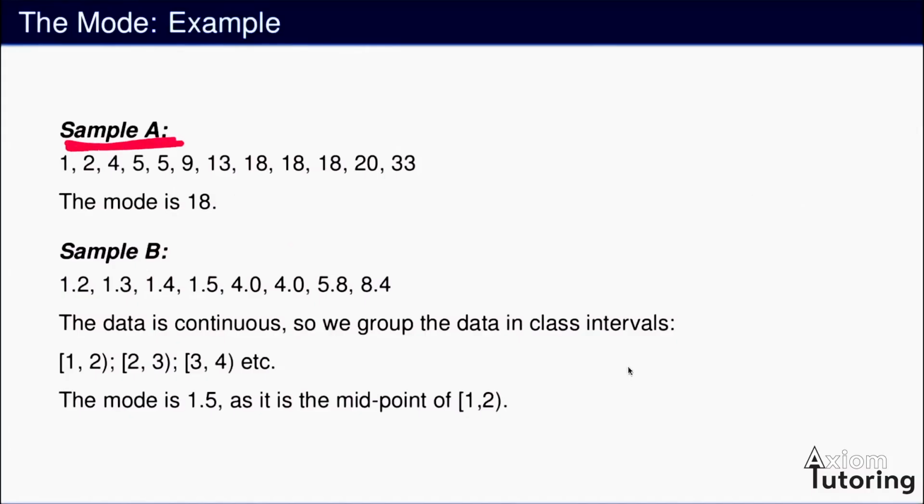Let's look at sample A. Once again, I've ordered the sample from smallest to largest. Now we just count the number of times each value occurs. We can see that 1 only occurs once, 2 the same, 4 the same, 5 occurs twice, 9 once, 13 once, 18 three times, 20 once, and 33 once. So the mode is 18 here. That's a relatively simple case.